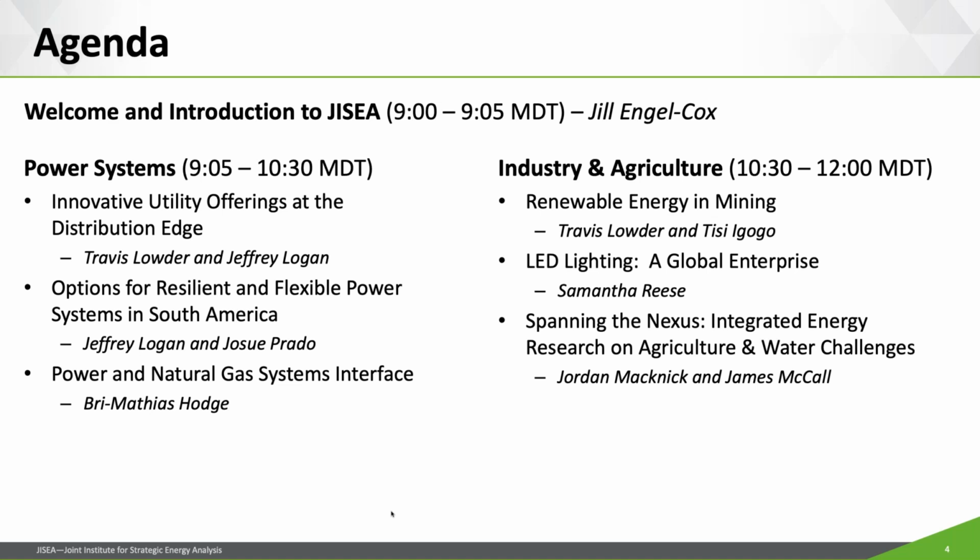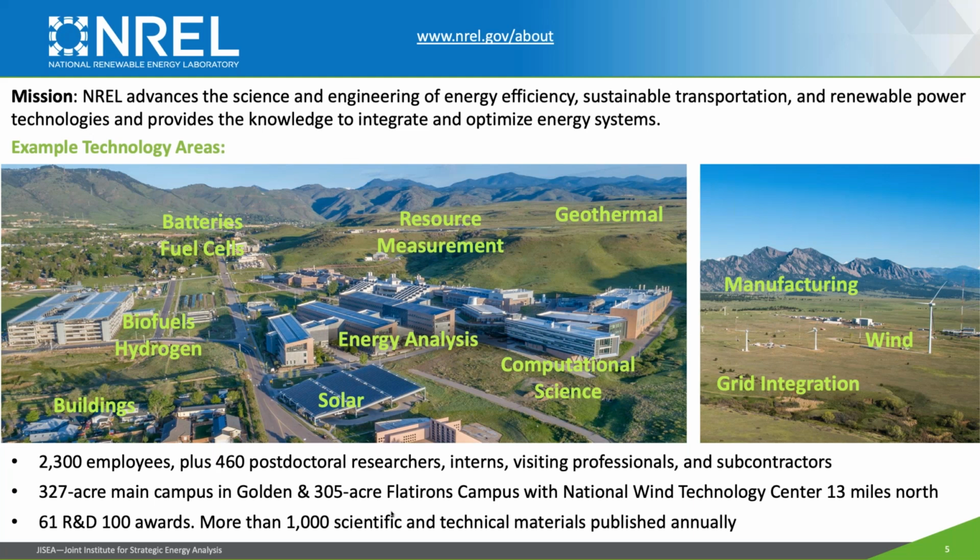But first, I want to start out with a little bit of introduction to NREL and the Joint Institute. NREL is the National Renewable Energy Laboratory, and we are located in Golden, Colorado, beautiful sunny Golden, Colorado today. About 2,300 employees with many postdoc researchers and visitors. We have 2 main campuses. The main campus, where we conduct research on a wide variety of renewable energy and energy efficiency topics. You can see many of those topics there on the picture of our campus. And then we also have a Flatirons campus where we conduct manufacturing research and full-scale wind research.